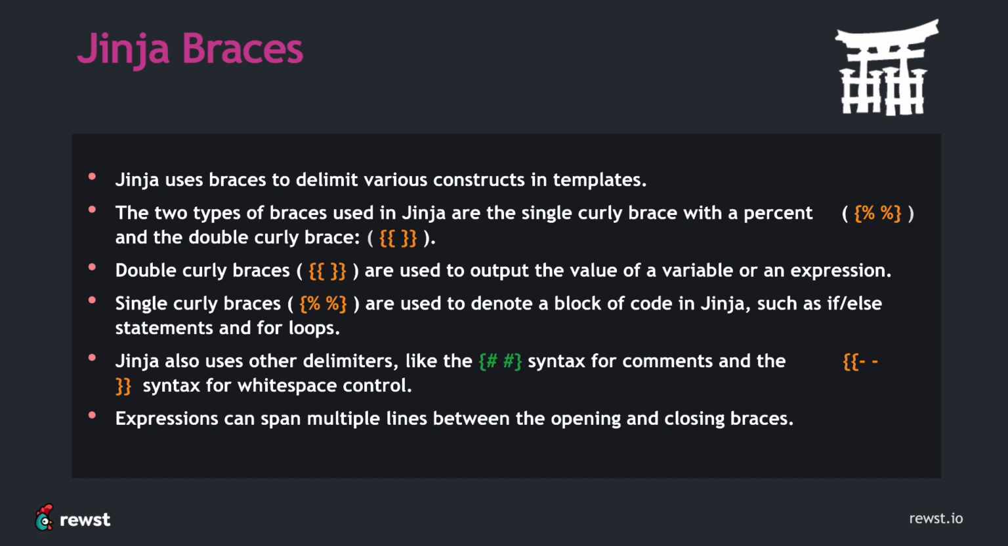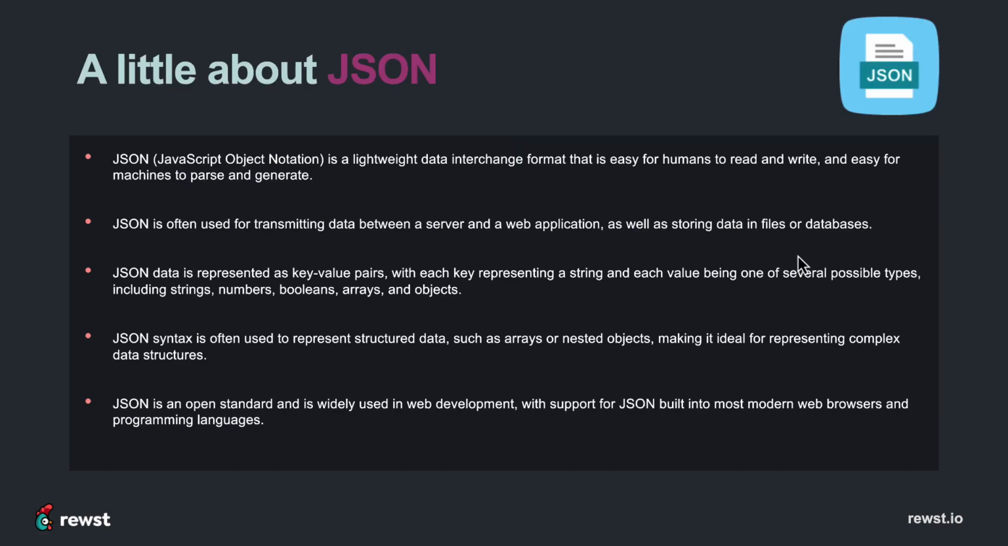A curly brace with a % is denoting a block of code that we want to run. Generally, we're using this syntax when doing things like if-else statements or for loops. And finally, the last syntax I want to highlight is the curly brace with the # or the hashtag. This is denoting comments. Let's talk a little bit about JSON files.